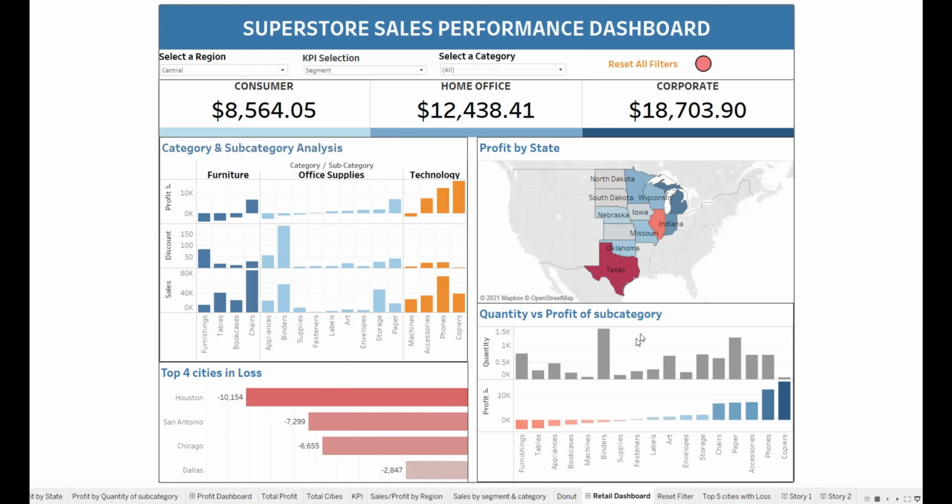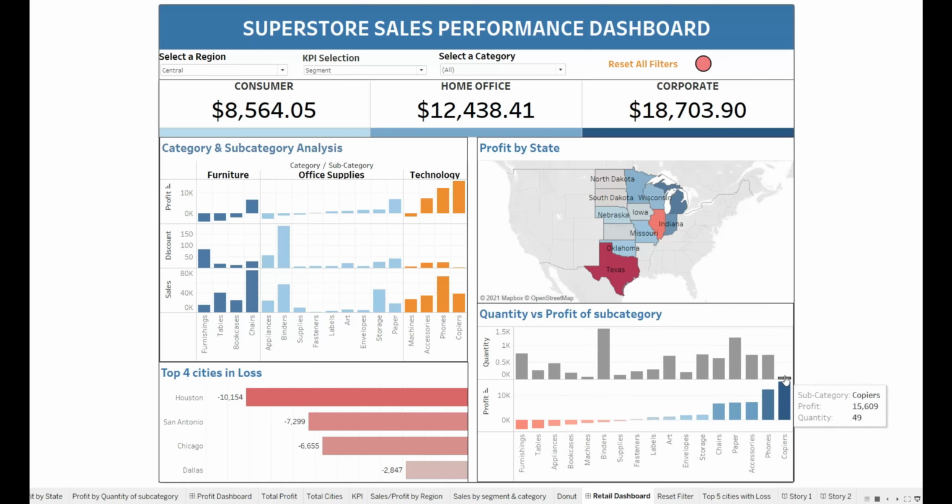Here you can see that the quantity of binders is highest while we are not getting any profit in it. So this implies that the supply is more, but the demand is not that much. Also, we can see that there is a huge amount of discount in the binders subcategory. So what we can do is either reduce the amount of discount or reduce the quantity of the subcategory and check if there is any profit or not.